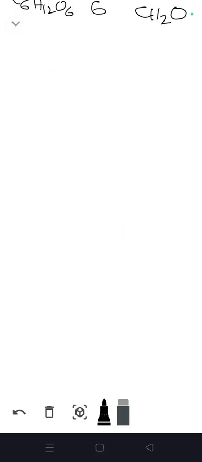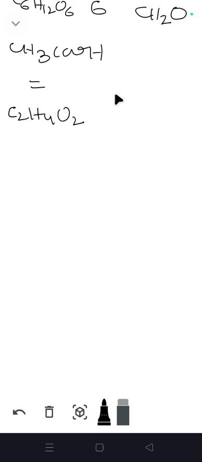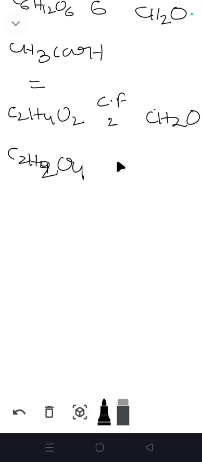Another we are taking CH3COOH. We can write this CH3COOH as C2H4O2. Here the common factor is 2. The empirical formula will come CH2O. Another we are taking C2H4O4. Common factor is 2. The empirical formula will come CH2O2. Right?